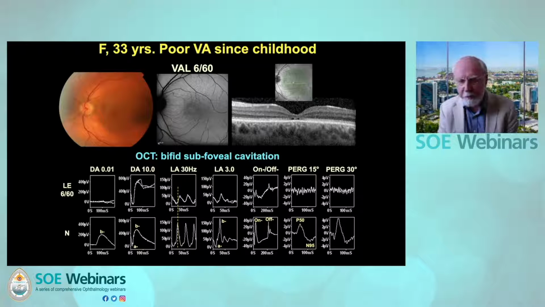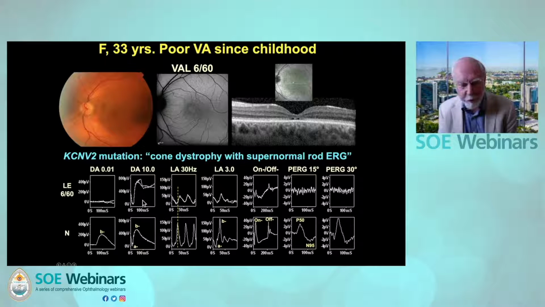Now, this is a patient who has a bifid subfoveal cavitation, long-standing visual acuity loss since childhood, and has, I won't go into these in great detail, typical ERGs for KCNV2, or cone dystrophy with supernormal rod ERG. No rod-specific ERG, very high amplitude bright flash dark-adapted responses, and generalized cone dysfunction with macular involvement.